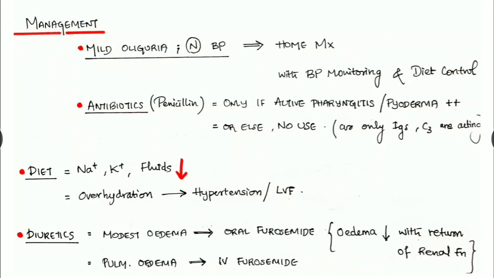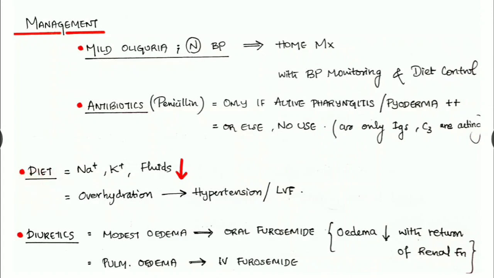Regarding the management, if there is only mild oliguria with normal blood pressure, then we can go for home management with BP monitoring and diet control. Regarding antibiotics like penicillin, they can be given only if there is active pharyngitis or pyoderma. Otherwise there is no use of antibiotics, as only immunoglobulins and complements are acting on the body, and there are no organisms alive for the antibiotics to act on.